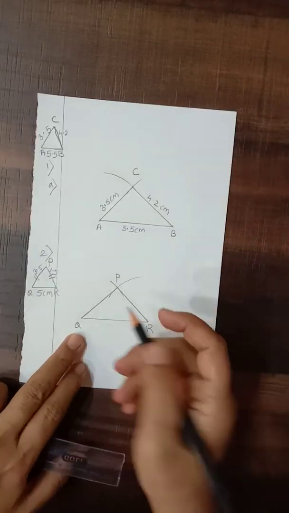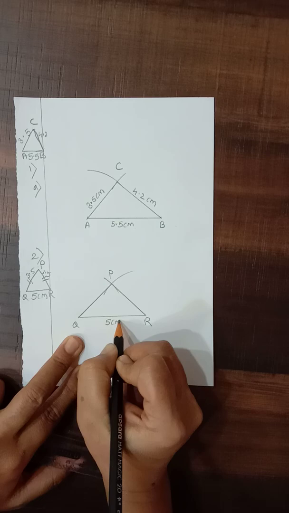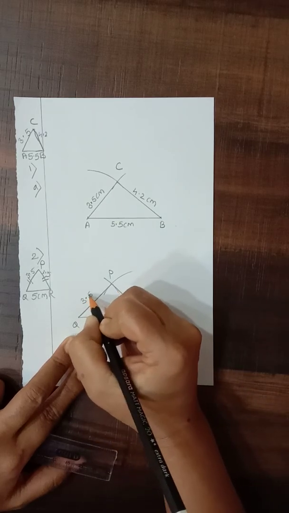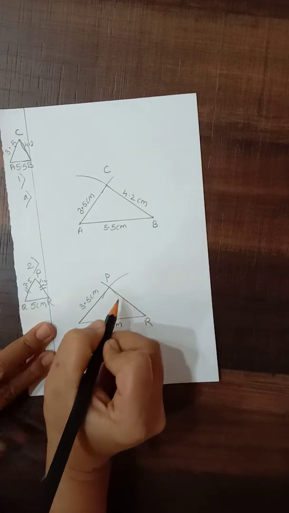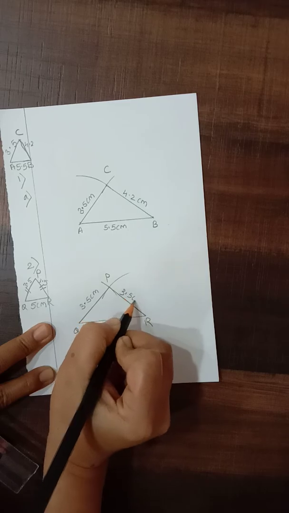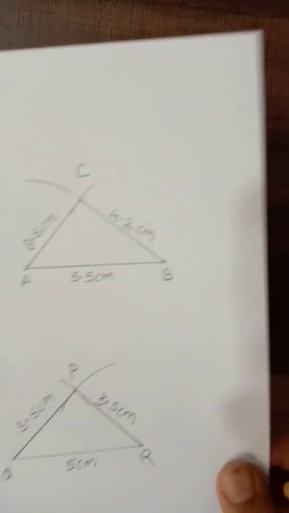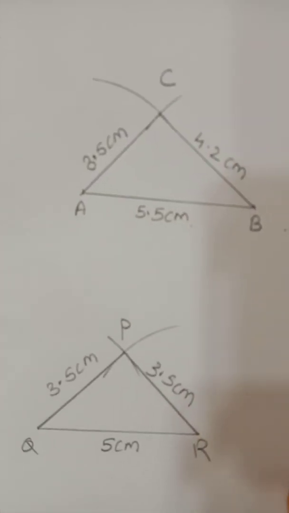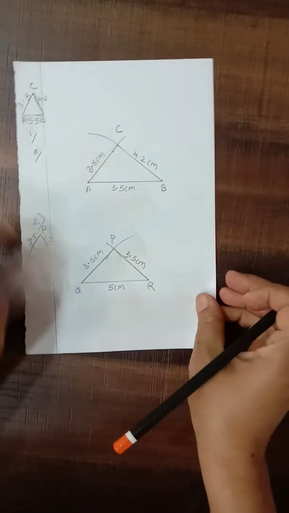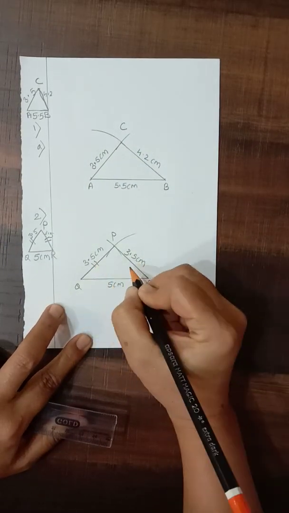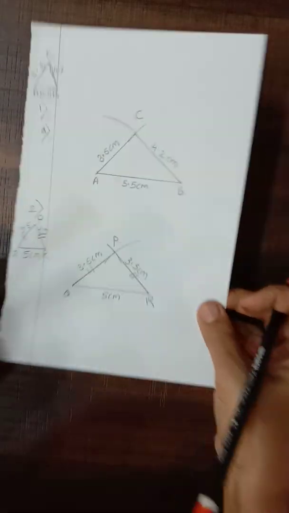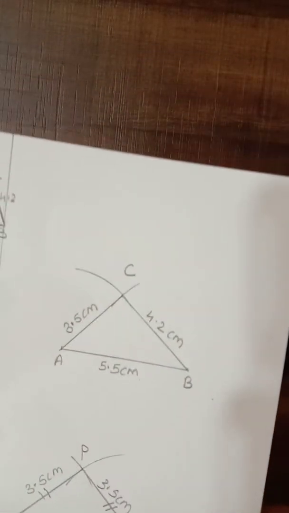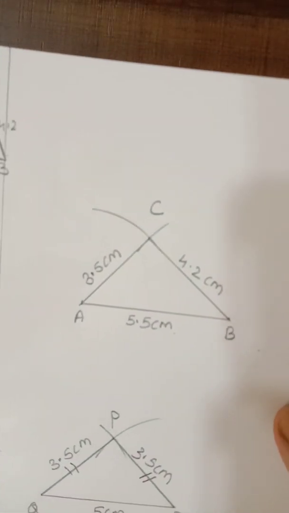Okay, let us write here. This is 5 centimeter, this is 3.5 centimeter, and this becomes 3.5 centimeter. Okay, see, I'm showing it again. This is isosceles triangle. Isosceles means both sides are same. You can give a mark like this over here. So isosceles triangle, and up you have drawn, that is scalene triangle.